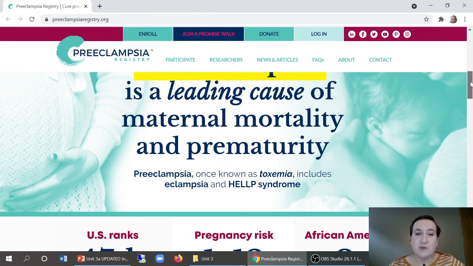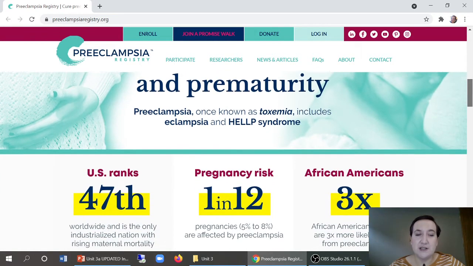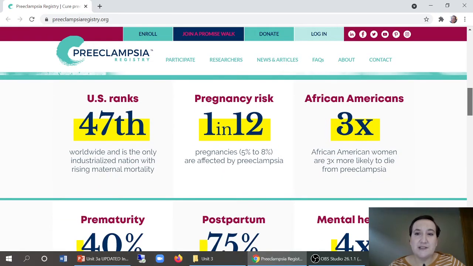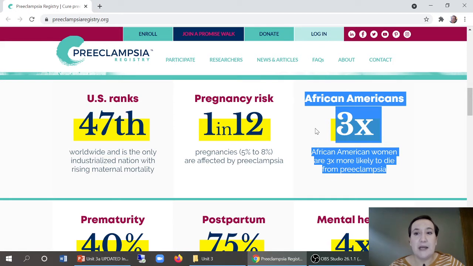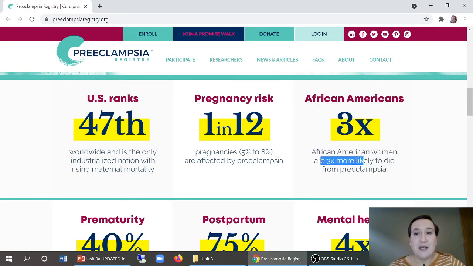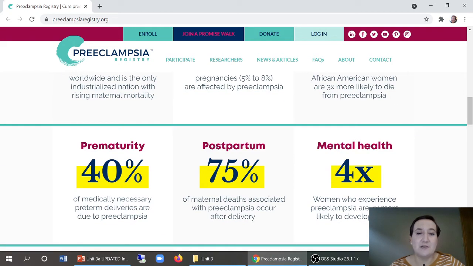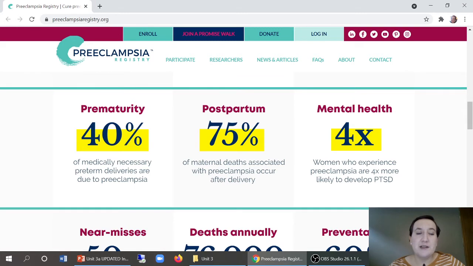So preeclampsia, we're going to talk about eclampsia and HELLP syndrome momentarily as well. But let's talk about our African American, our Black population. In Rockford, we have a significant number of people that fall into this category, and so we have a significant number of people who are at risk, 3 times more likely to die from preeclampsia. Is that acceptable? Absolutely not. Absolutely not. Preeclampsia is also associated with 40% of our preterm deliveries.